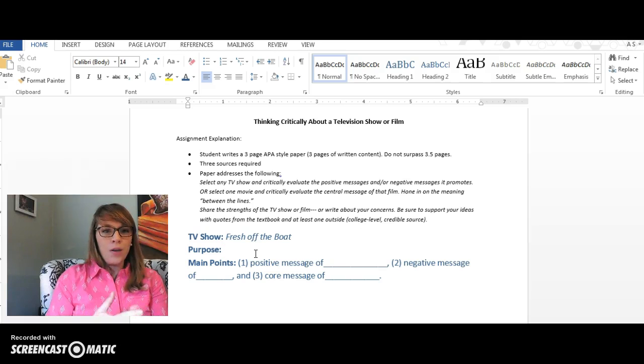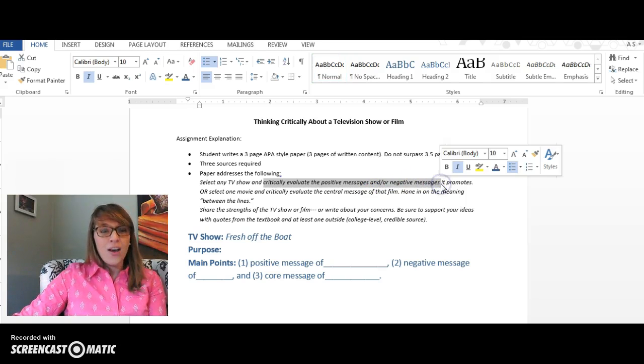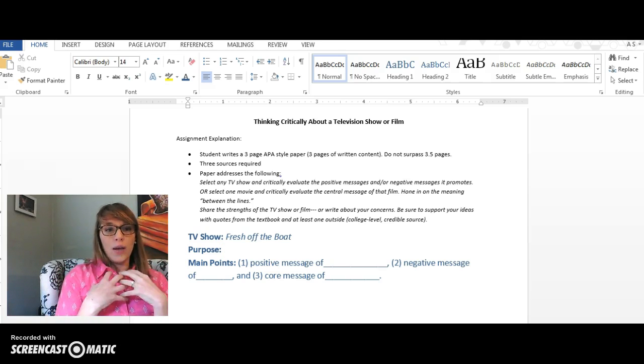When I establish my purpose, it's really simple for this assignment because I have already told you what your purpose is. It is to critically evaluate the positive and negative messages of the TV show or film you're interested in writing about. When you are writing your purpose in thesis statement form, it's as simple as showing intentionality.